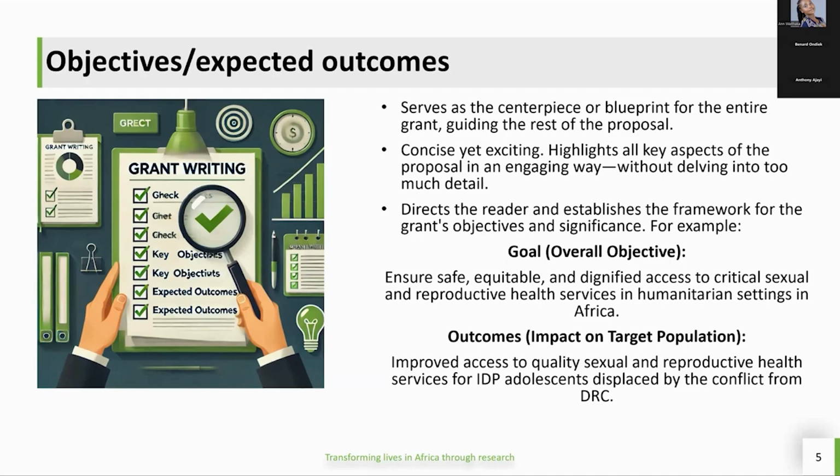An example is ensure safe, equitable, and dignified access to critical sexual and reproductive health services in humanitarian settings in Africa. That might be an example of an overall objective. And then an outcome could be improved access to quality sexual and reproductive health services for internally displaced adolescents affected by conflicts in DRC or whatever country you want to do it. So you want to lay out a clear objective or clear outcomes that you aim to accomplish.